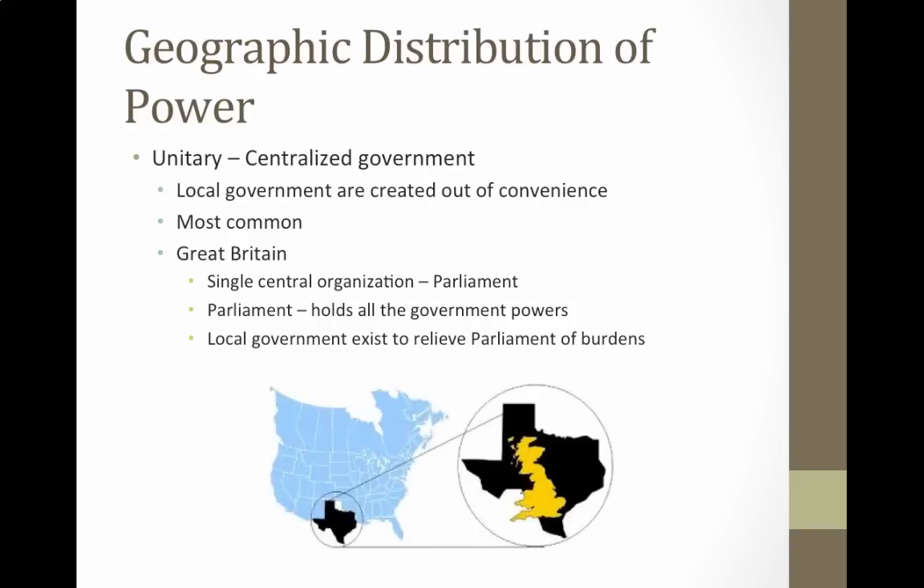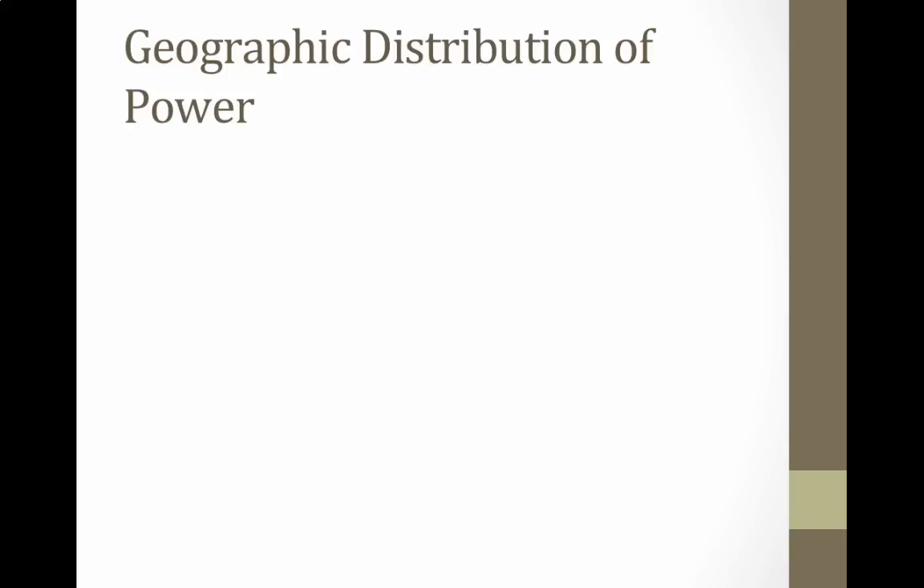The United States, very large compared to Great Britain. Great Britain's not even as large as the state of Texas. They don't need layers and layers of government just because of their size. So they only need one small, centrally located government, and then they do have local governments, but most of their power comes from Parliament. Parliament can take it away, and it's just to relieve some of the burdens off of Parliament. So that's unitary.